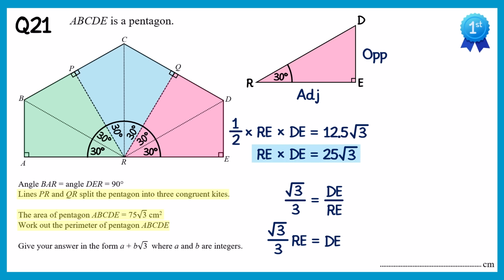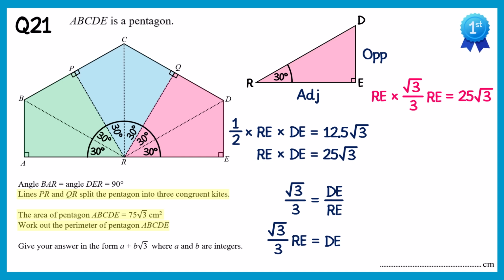If we now go back up to this equation here, we can substitute out the DE for what we know it's equal to in the other equation, root 3 over 3 lots of RE. So we can replace DE in this equation with root 3 over 3 RE. So let's rewrite the first equation, RE multiplied by DE, which we're substituting for root 3 over 3 RE, equals 25 root 3.